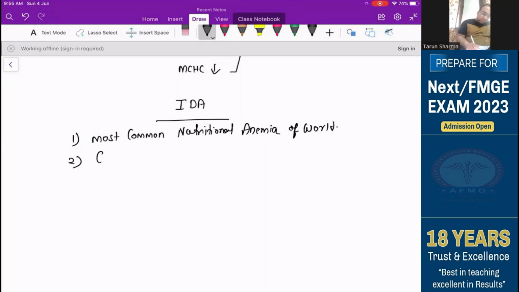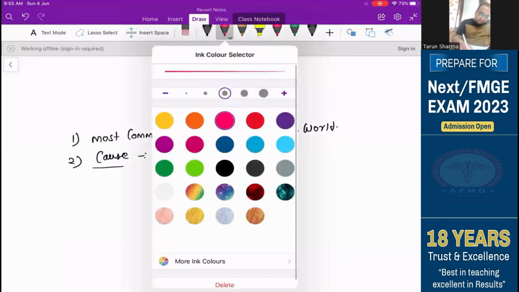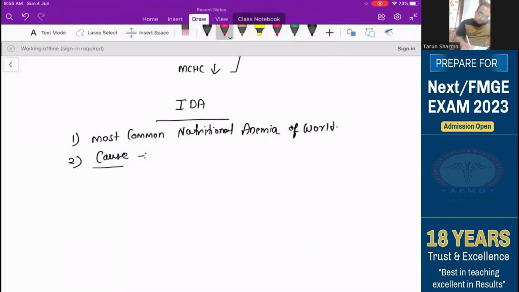Second thing, what can be the cause of this anemia? How will the patient get an iron deficient state? The patient can get an iron deficient state in different ways. One of the important causes can be dietary deficiency. That is the most common cause in the world as far as iron deficiency is concerned.